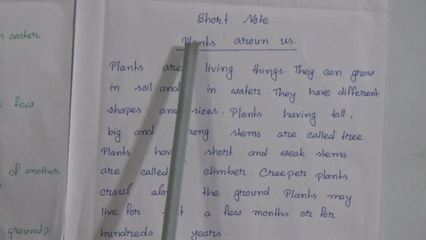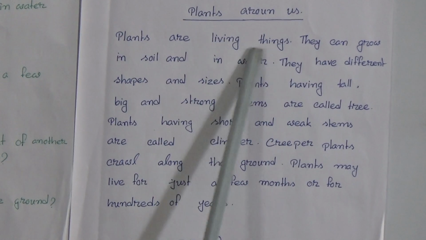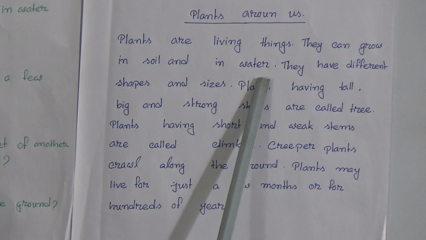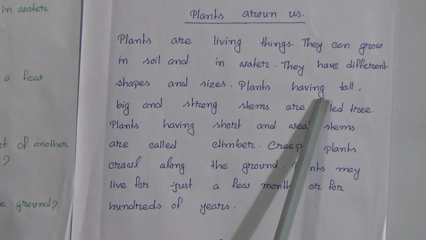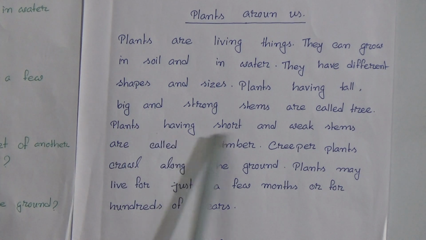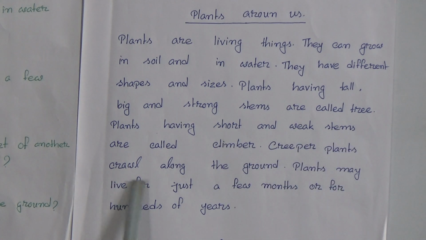The short note name is plants around us. Plants are living things. They can grow in soil and in water. They have different shapes and sizes. Plants having tall, big and strong stems are called tree. Plants having short and weak stems are called climber. Creeper plants crawl along the ground. Plants may live for just a few months or for hundreds of years.